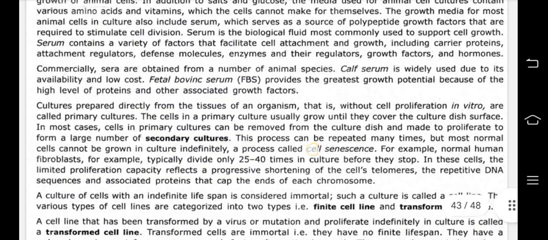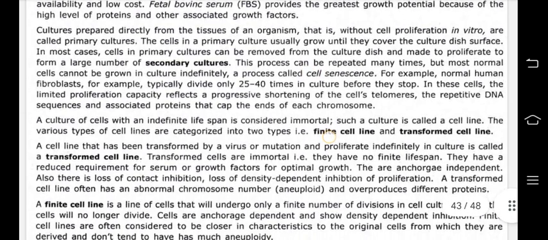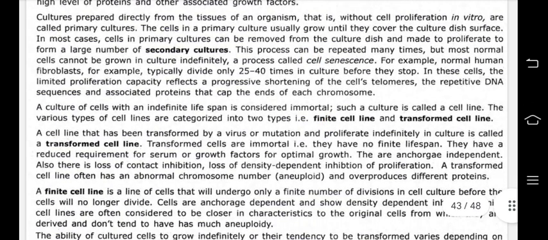Cultures prepared directly from the tissues of an organism, that is, without cell proliferation in vitro, are called primary cultures. The cells in a primary culture usually grow until they cover the culture dish surface. In most cases, cells in primary culture can be removed from the culture dish and made to proliferate to a large number of secondary cultures.